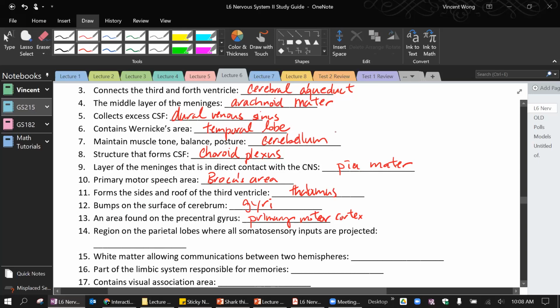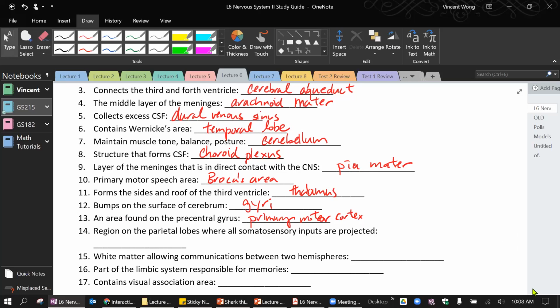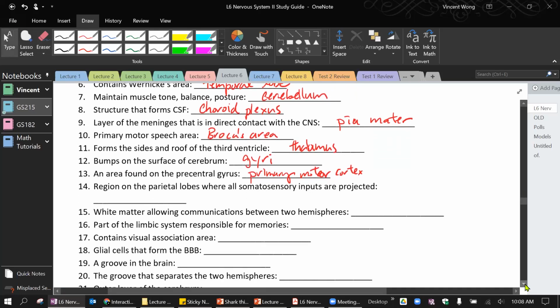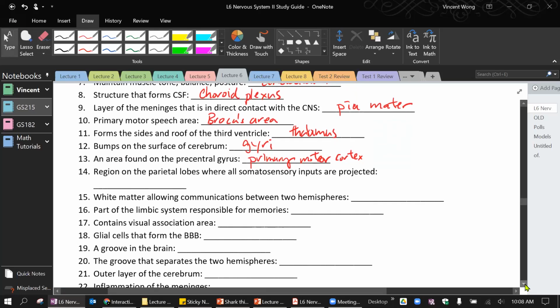There's a lot of brain parts that you have to memorize for this particular lesson. So it's a good idea to make your own cue cards, okay? Just with the words on one side and then the description on the other, right?